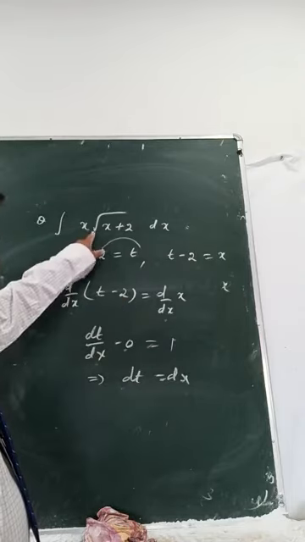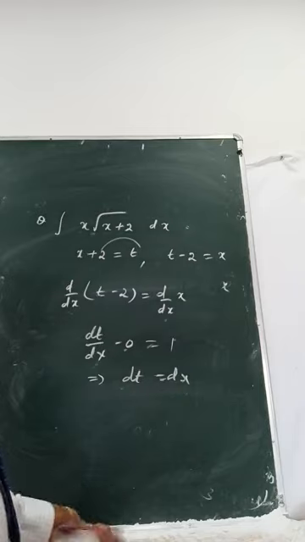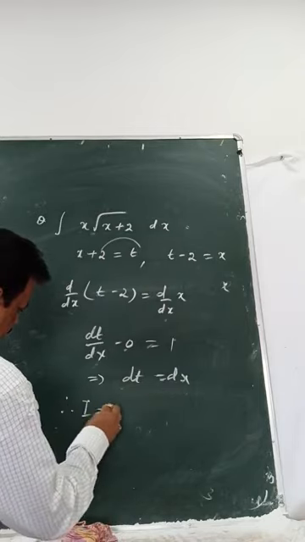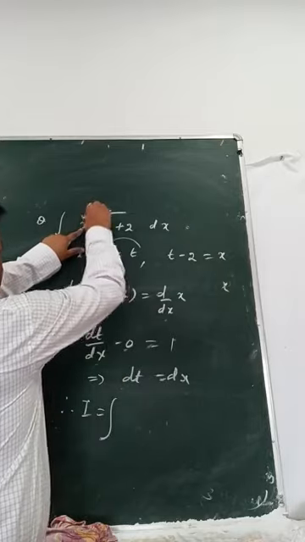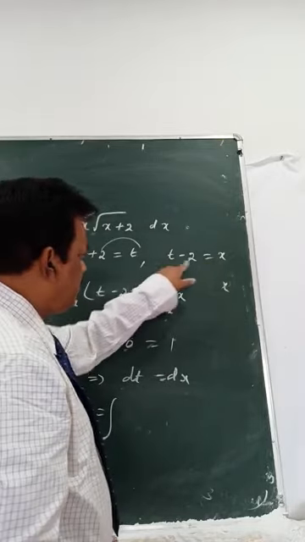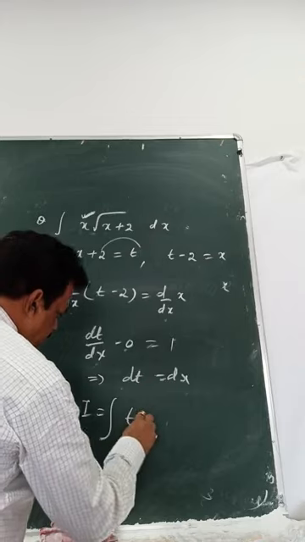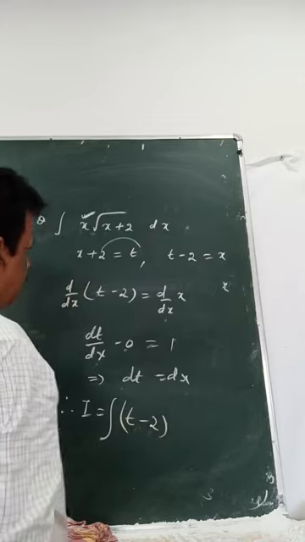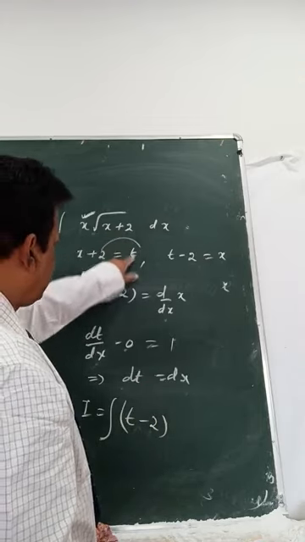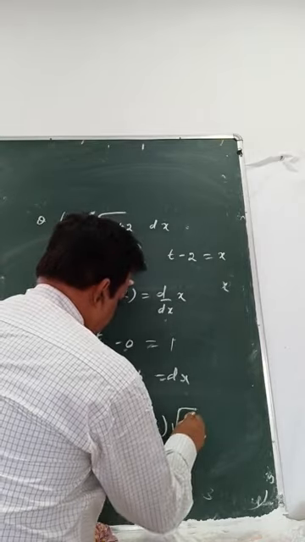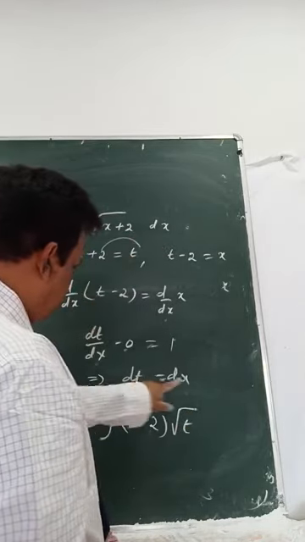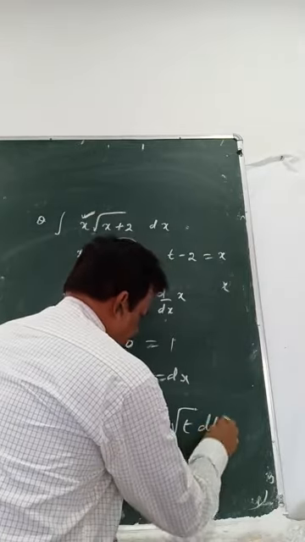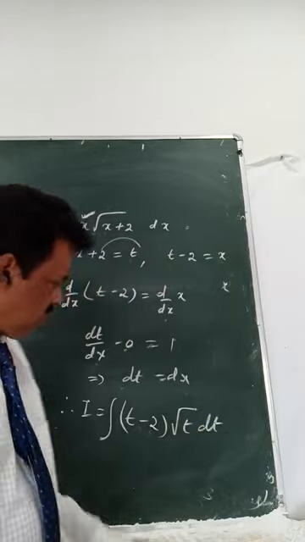Now back to your question. Therefore, I equals, look at x. In place of x, you are writing t minus 2. In place of x plus 2, you are writing t, so root over of t. In place of dx, you are writing dt. Okay, so how to simplify?